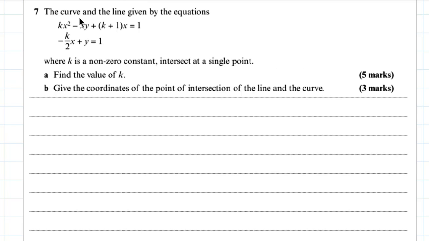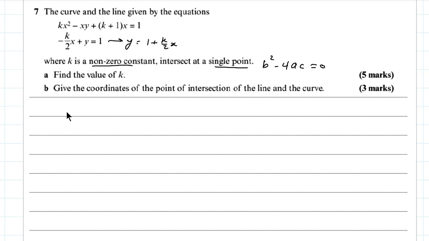Question 7. The curve and the line given by the equations, this is the curve equation, this is the line equation, where k is a non-zero constant, intersect at a single point. Single point here refers to b squared minus 4ac equals 0. Find the value of k. Very good. From the linear equation, we can write y to be 1 plus k over 2 x.